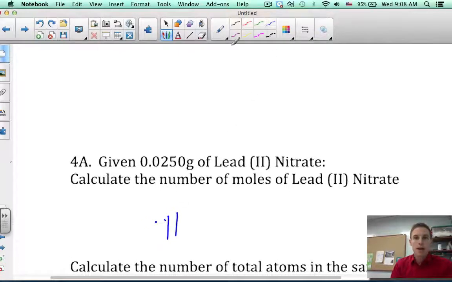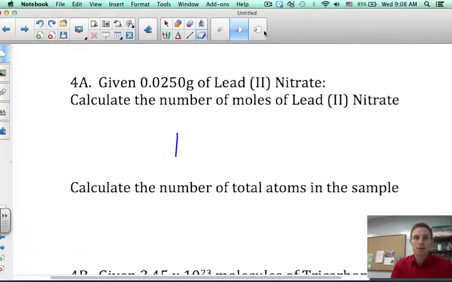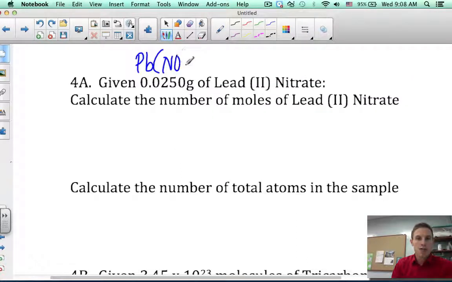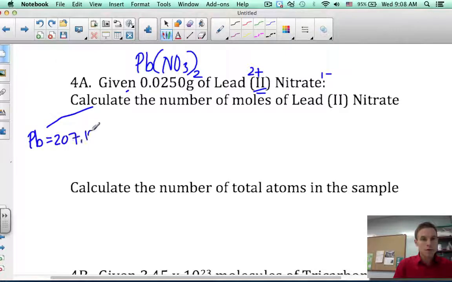So now when I write out lead 2 nitrate, what it looks like is this. I have lead, and I have nitrate. Nitrate's 1 minus, lead is 2 plus, it tells me right here. So I put the 2 here and the 1 down there. There's lead 2 nitrate. I find the molar mass for lead 2 nitrate. And the molar mass for lead is Pb equals 207.19 grams per mole.